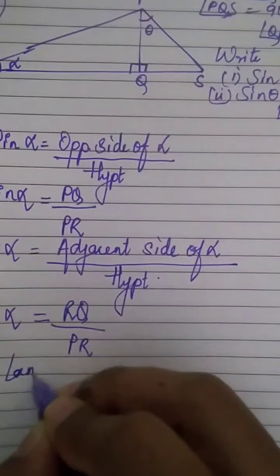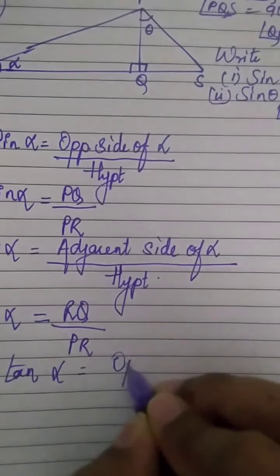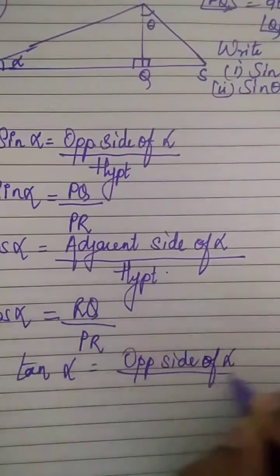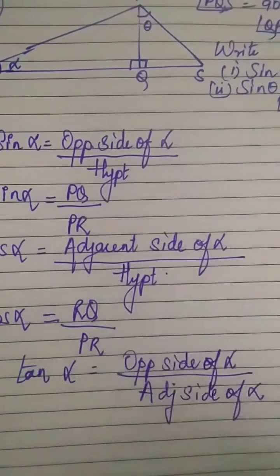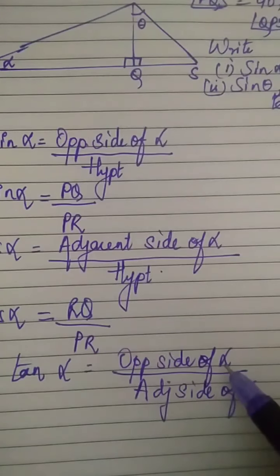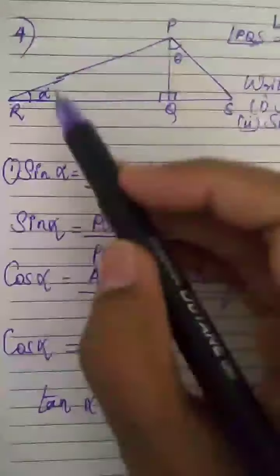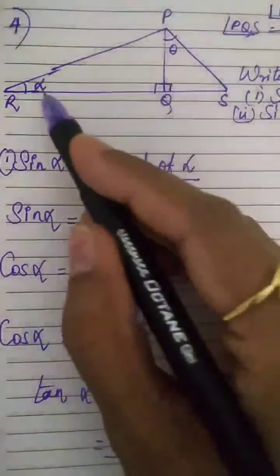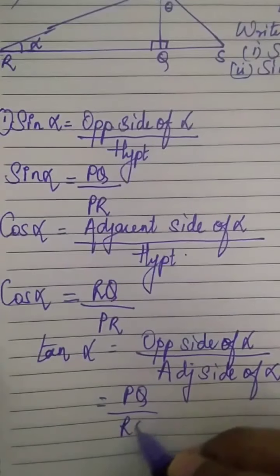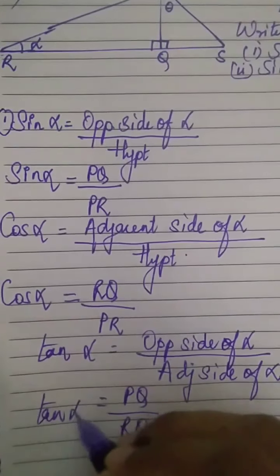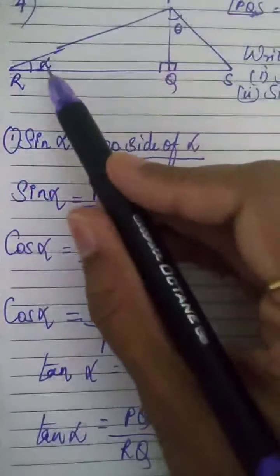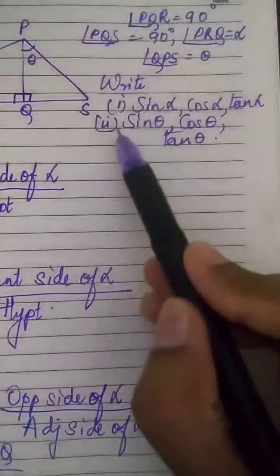The third question, tan alpha. Tan alpha is equal to opposite side of alpha upon adjacent side of alpha. Alpha is here. Opposite side is PQ upon alpha's adjacent side RQ. So it is PQ upon RQ, tan alpha. So all the trigonometric ratios, three we got for angular measure alpha. Now we have the next set of questions.